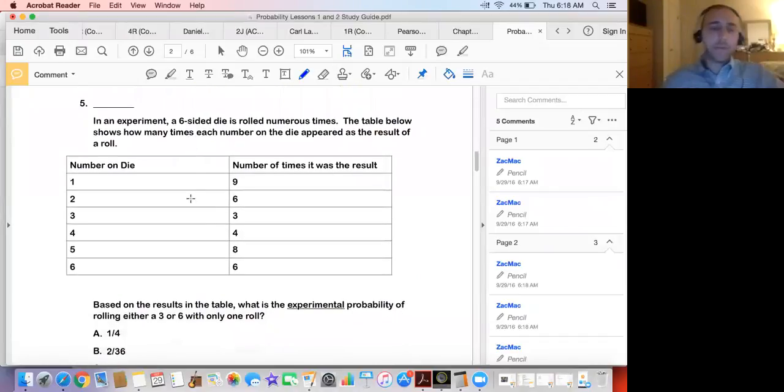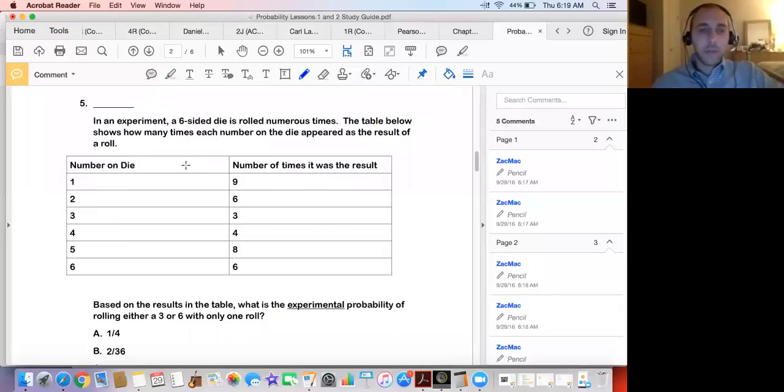Number 5. In the experiment, a 6-sided die is rolled numerous times. The table below shows how many times each number on the die appeared as a result of a roll. So here on the left, we see the number on the die, and on the right, we see the number of times that number showed up facing up when we rolled the die.